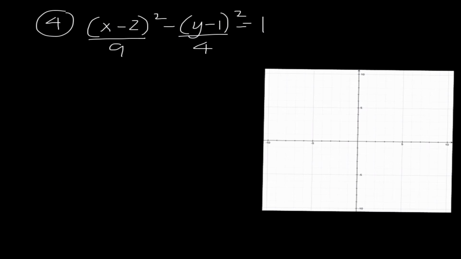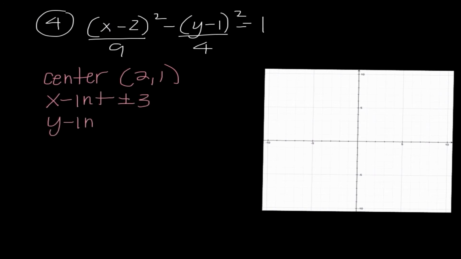Okay, number 4, in my opinion, is actually easier, but it looks harder because we can see our center is not 0, 0. The reason why I think this one's actually easier is because it's already in the correct form. So we can figure out this time my center is at 2, 1. Our x-intercepts are plus or minus 3. And our y-intercepts are plus or minus 2.